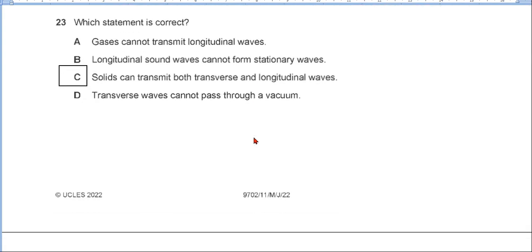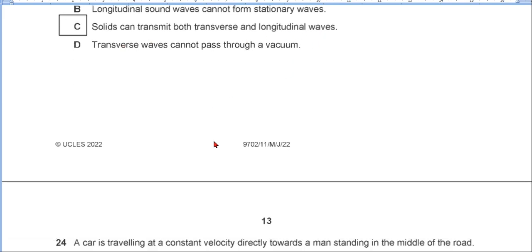Which statement is correct? Solids can transmit both transverse and longitudinal waves. That's the correct statement.